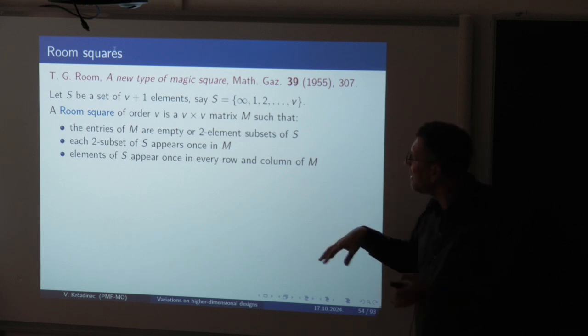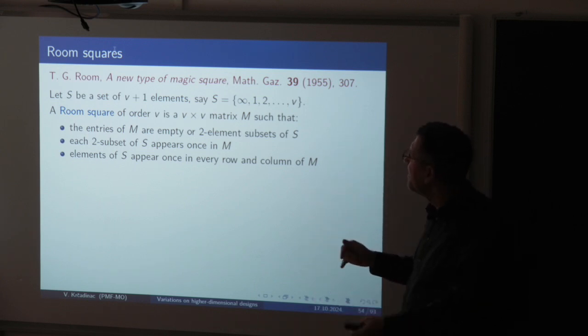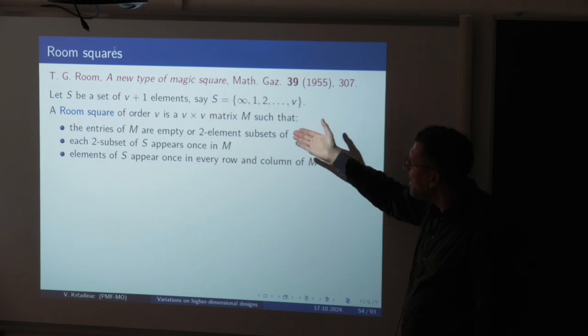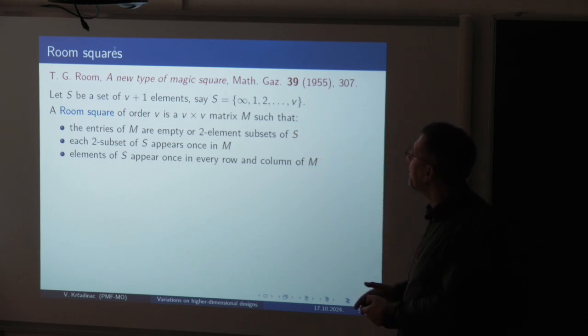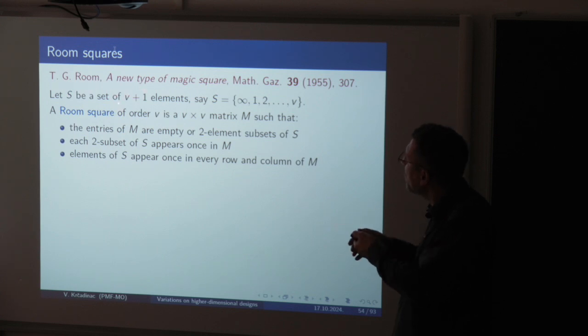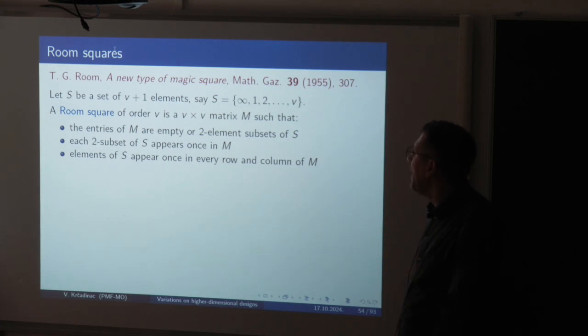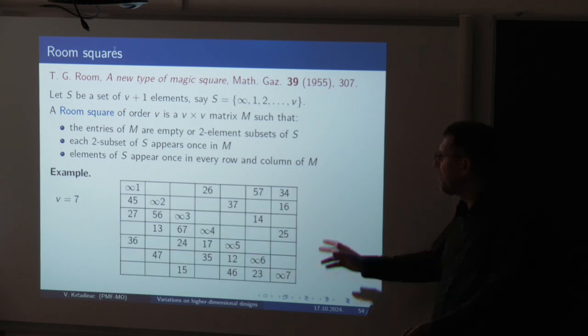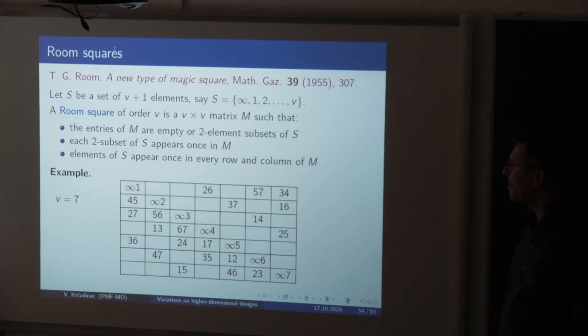It's a V times V matrix again. Some of the entries might be empty, and the ones that are not empty are filled with two-element subsets of the set infinity and 1 to V. So it's actually a V times V matrix, but with elements from a set of size V plus 1. And there have to be regularities. I'm not going to read them because it's not really important. And here's an example of such an object of order 7. So, okay, it's quite a nice object.